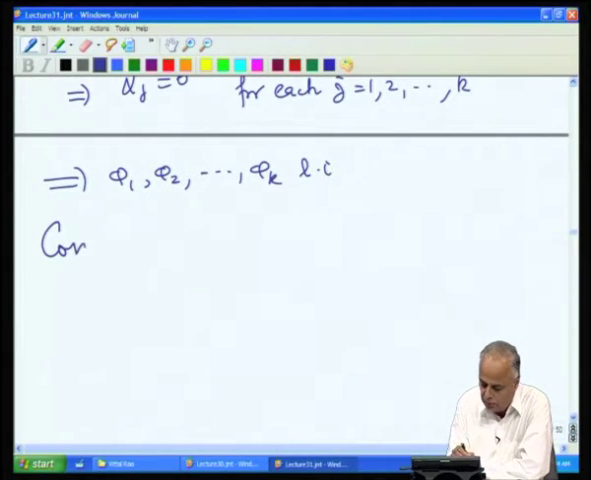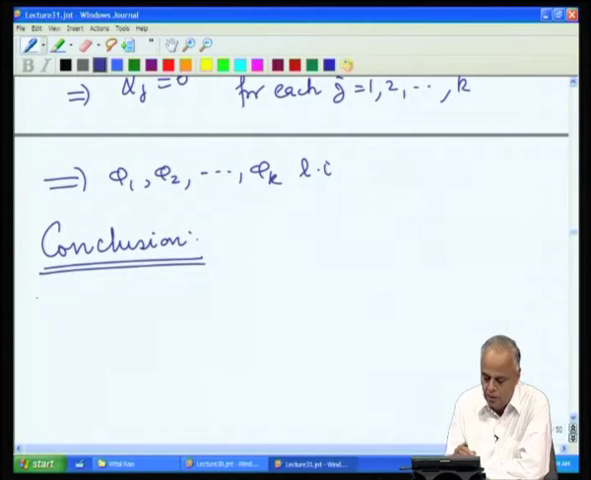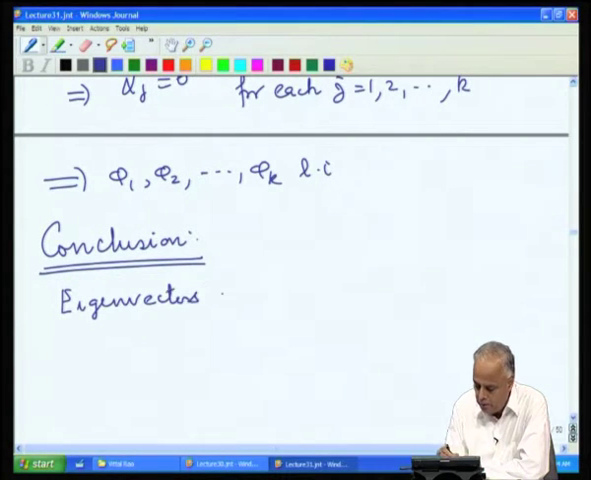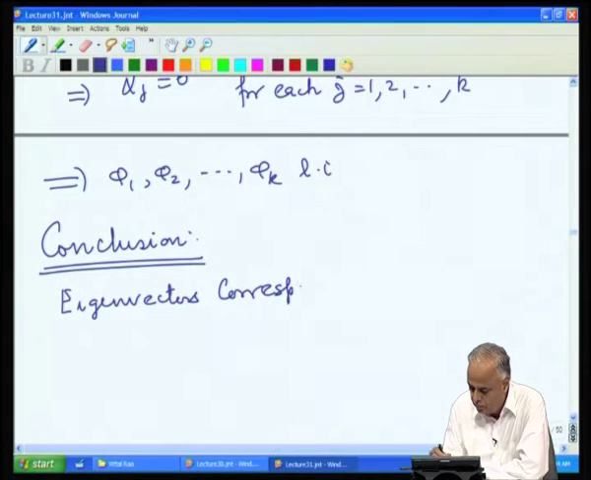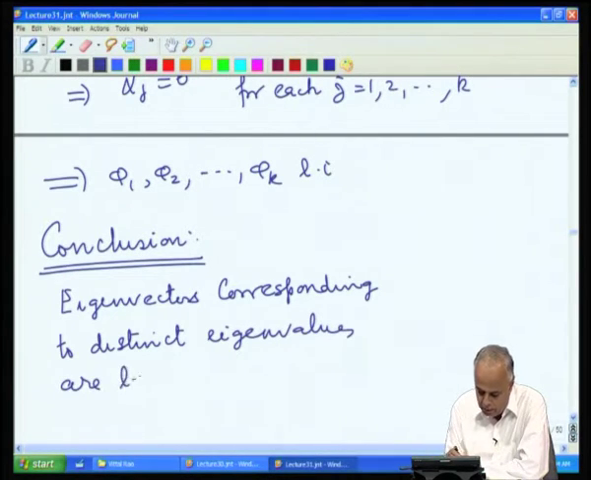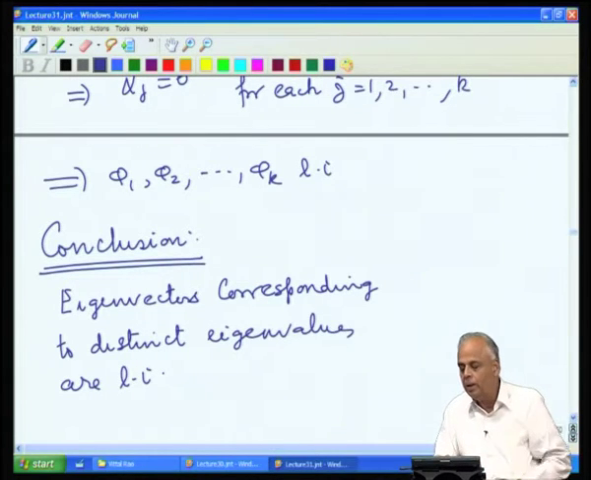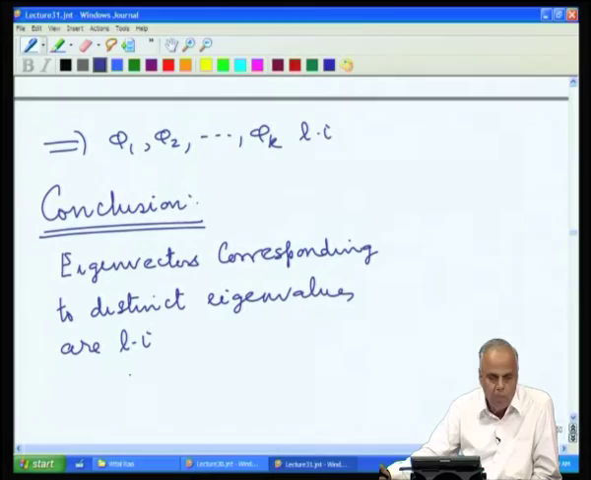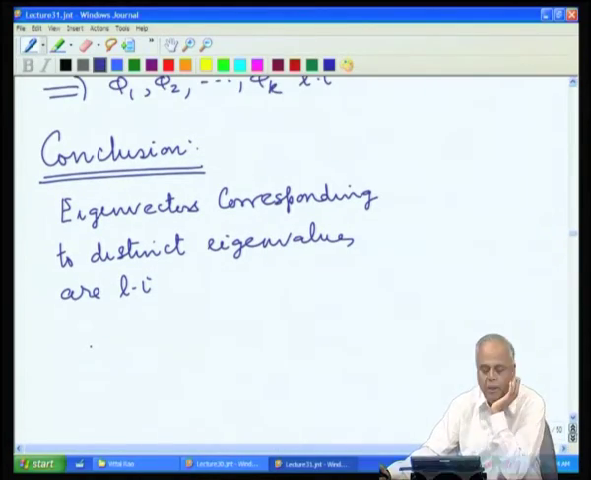So, the conclusion is that eigenvectors corresponding to distinct eigenvalues are linearly independent. So, this completes our argument that we started in the last lecture about matrices for which the algebraic multiplicity is equal to the geometric multiplicity.